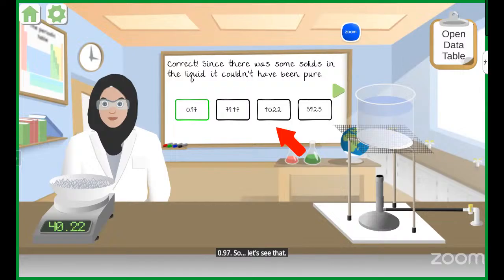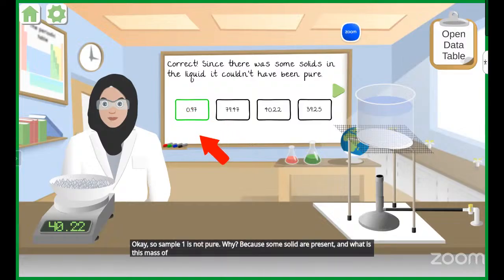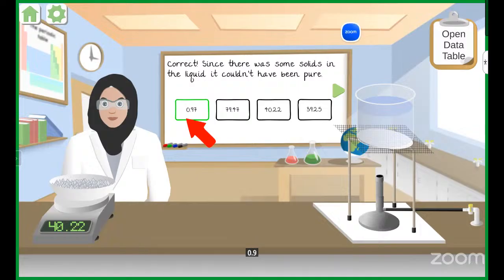Good. Said correct. Since there was some solid in the liquid, it couldn't have been pure. Okay. So sample one is not pure. Why? Because some solid are present. And what is this mass of the solid present there? 0.97. Impressive. You've done impressively well.